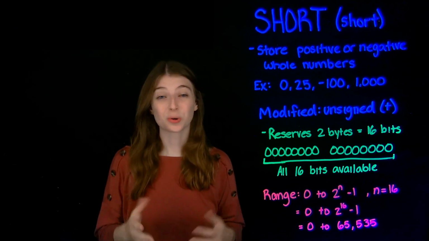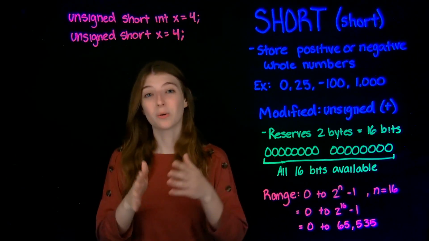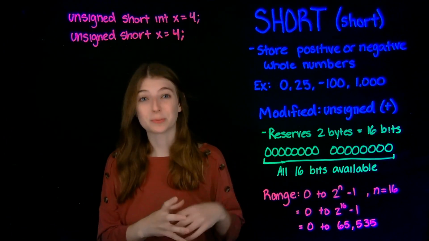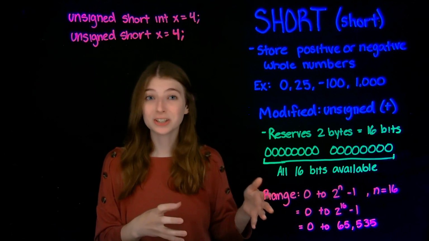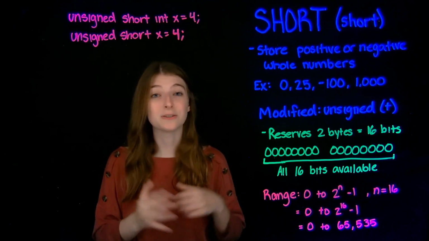So an unsigned short could look like this. Unsigned short int variable equals value, or unsigned short variable equals value. Again, when we use short, it's interpreted that it's a shorter version of integer, and we're just saying that it's unsigned, meaning it's only going to store positive values.